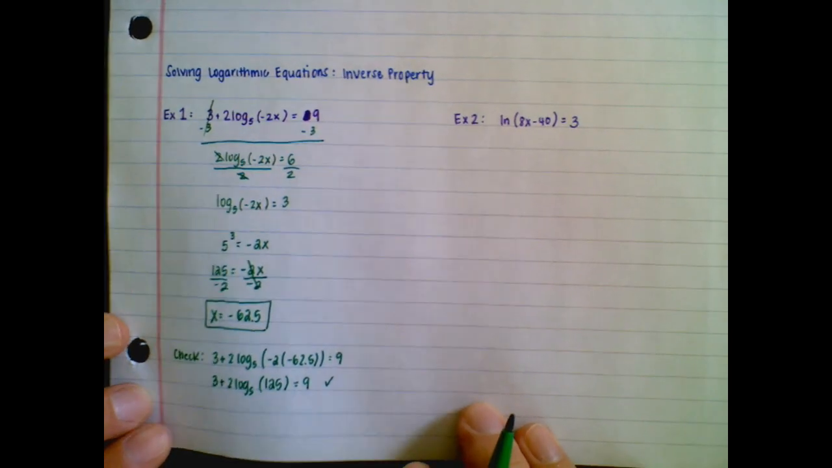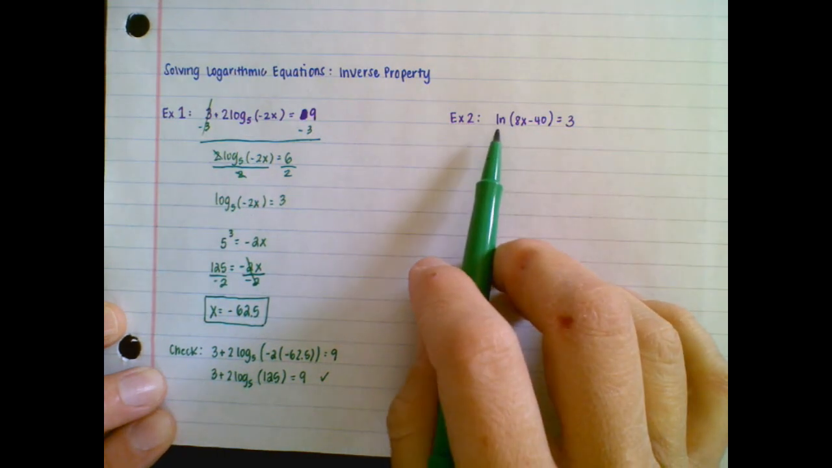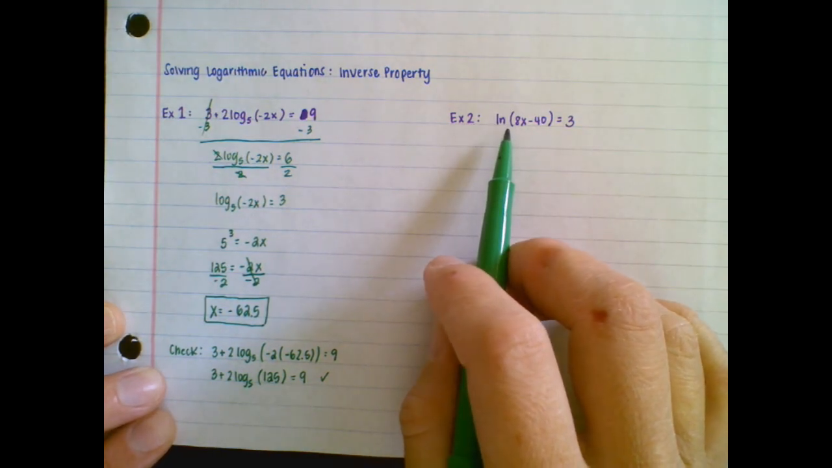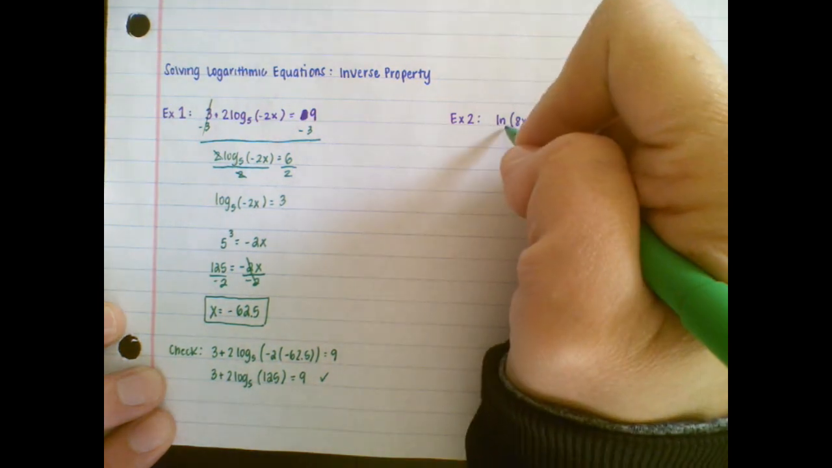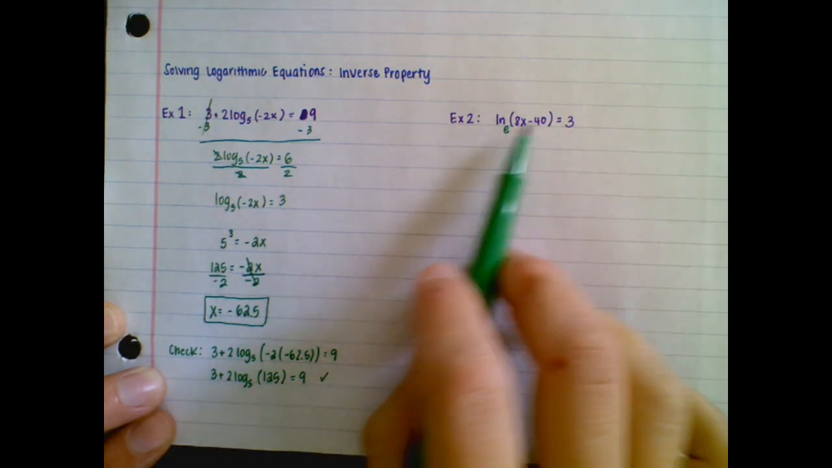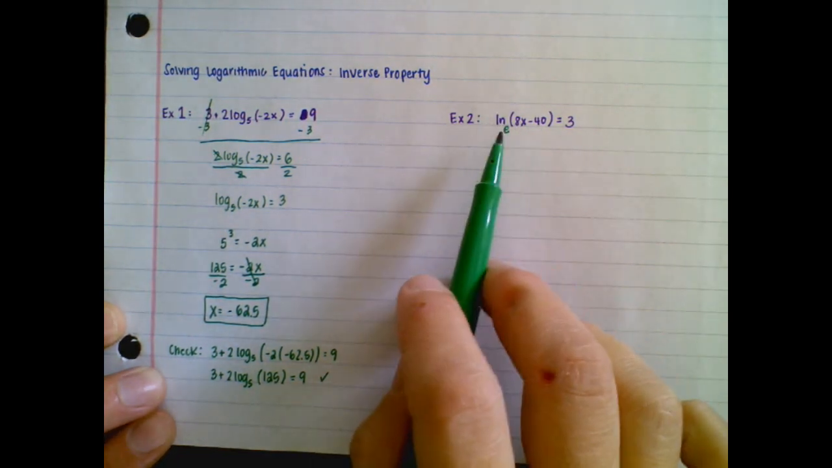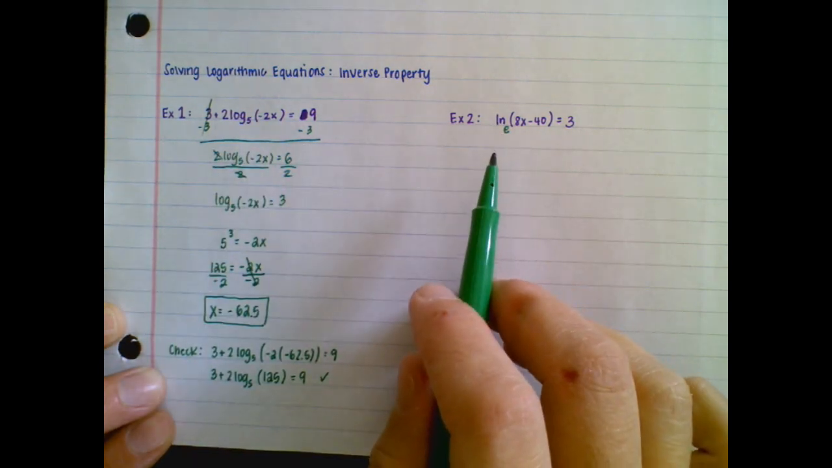My other type of inverse property equation that I could run into is something with a natural log. And you'll notice that there's no number here. But remember that the base of a natural log equation is always e. So if you need to write in that e, go ahead and do that. The natural log stuff is by itself on one side already, so I don't need to undo any numbers like I did over here. So I can go straight to exponential form here.